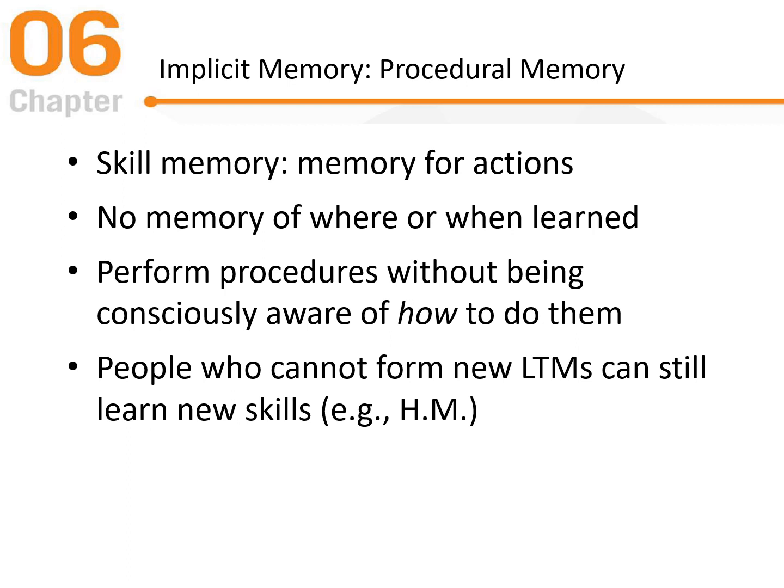Now, what's interesting with this type of memory is that people who can't form new long-term memories can still learn skill memories, like HM. HM can learn how to do new things, but can't form new long-term memories. So this, again, tells us that this type of memory is going on in a different area of the brain.